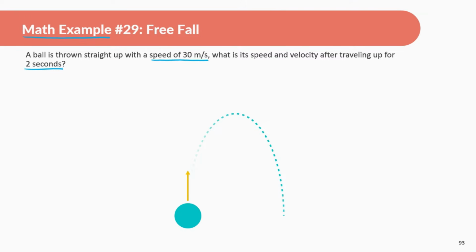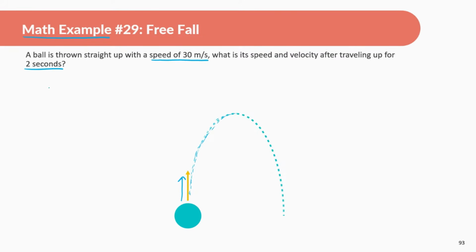Okay, and I want you guys to just think about this. If this ball is being thrown straight up, what is happening to the ball as it's going up? You should know that as it's going up, its velocity and speed should be decreasing. Okay, so anyway, that's just something to keep in mind.